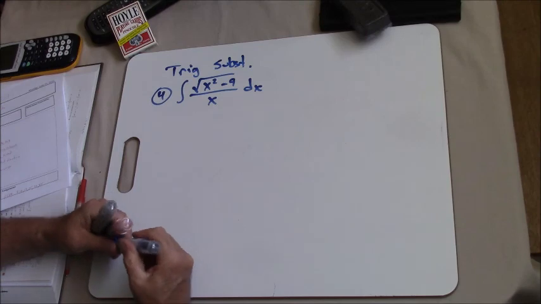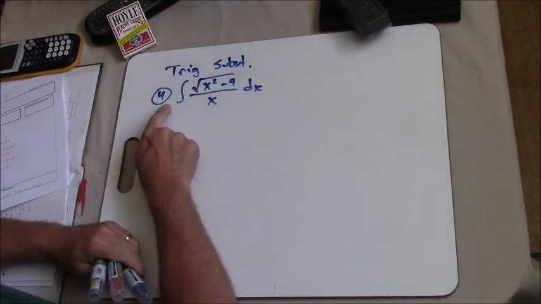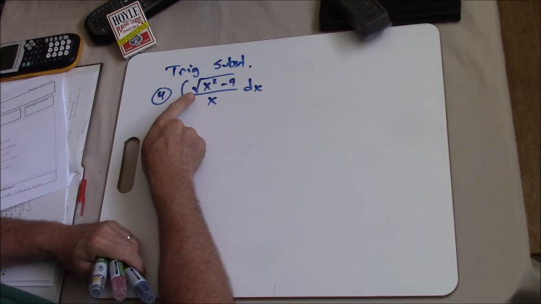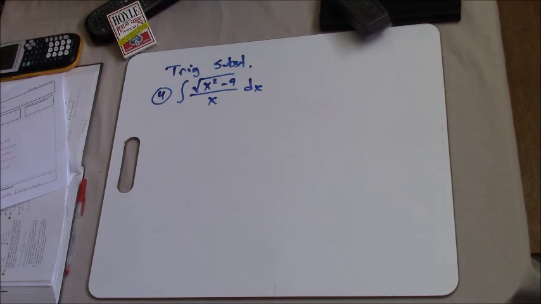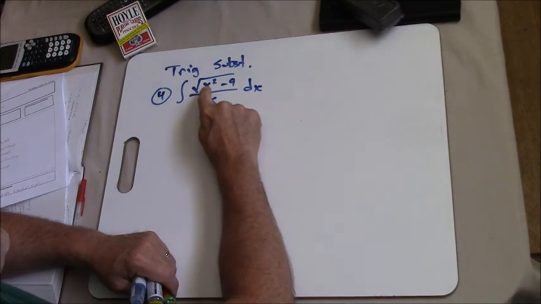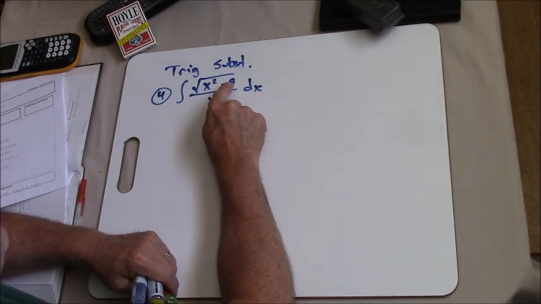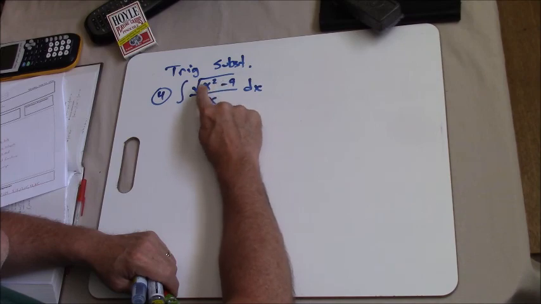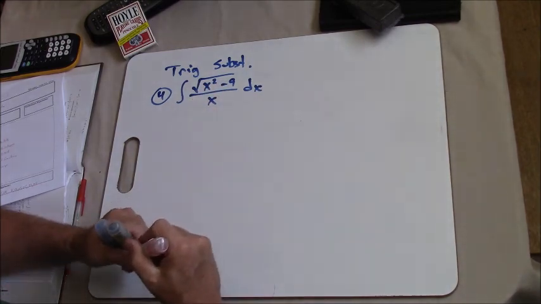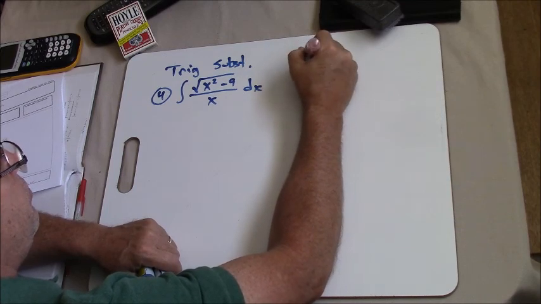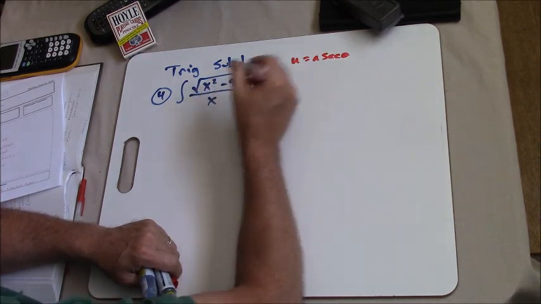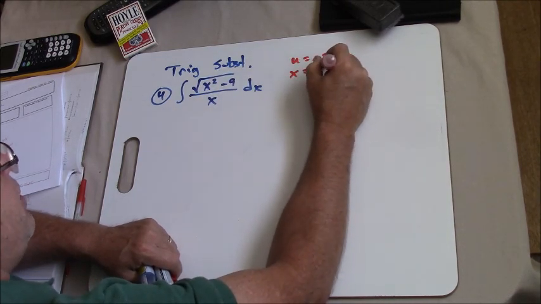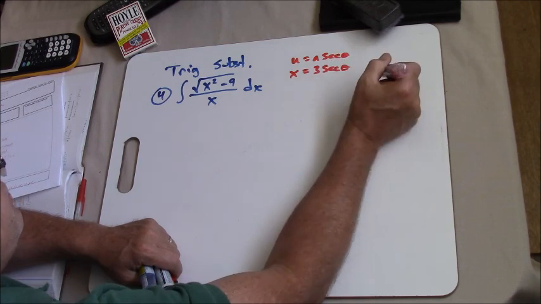Let's try another one. All right, so this time we're going to use trig substitution. Got the integral of the square root of x squared minus 9 all over x dx. You guys go ahead and try it. All right, so when I look at this, x squared minus some number, that kind of looks like secant. Secant always starts with your x values first. And so what I want to do is u equals a secant theta, which means x is equal to 3 secant theta.